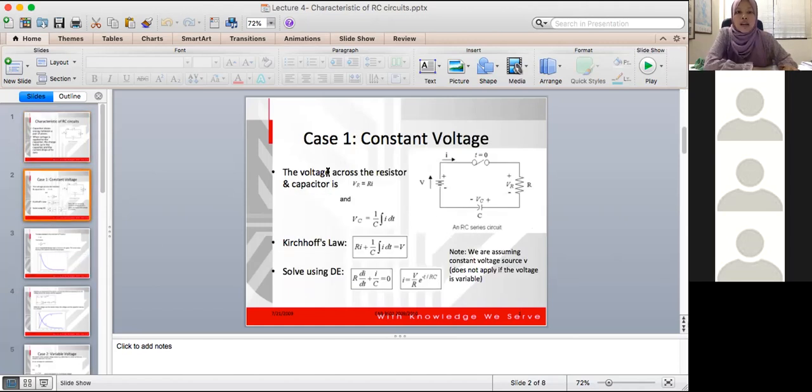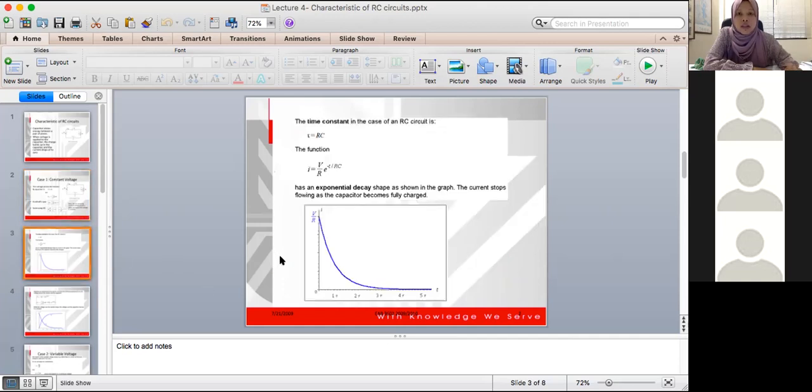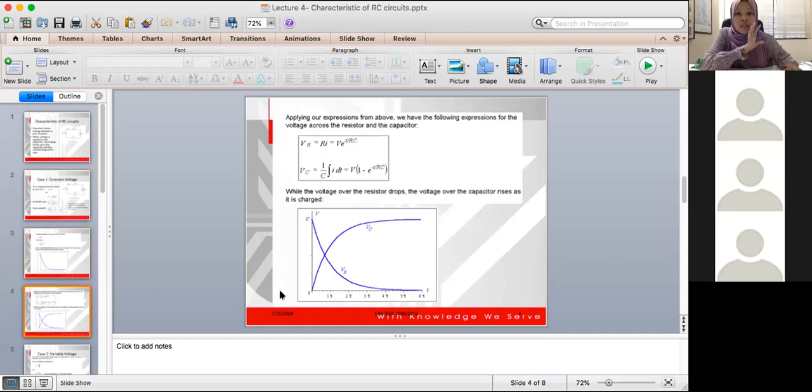So apa yang berlaku kat dalam circuit yang kita bagi constant voltage, lepas tu dia ada capacitor? Apa yang berlaku? Voltage across capacitor mestilah meningkat sebab capacitor dia charging. Betul. So yang ni kena faham. You have to understand the concept. Okay. So voltage across capacitor akan meningkat. Tapi voltage yang across resistor yang akan menurun.